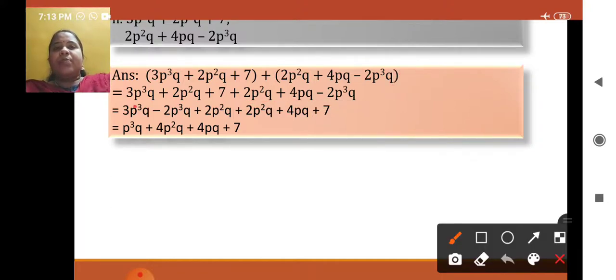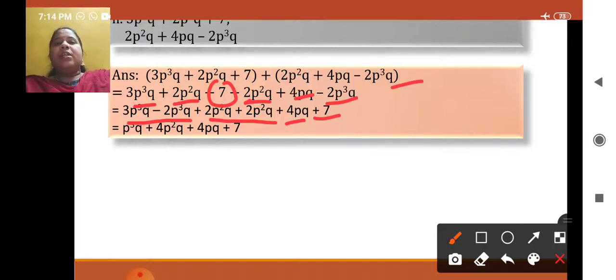Why? Because see, this is p cube q. Search for it. Where is the like term? Here. So 3p cube q and minus 2p cube q is the first like term. In the same way, p square q. There is one more term here, p square q, so that is to be written together. Then pq. There is no like term, so it has to be written as it is. And a constant 7. Again, there is no other constant here, so that will be written as it is.